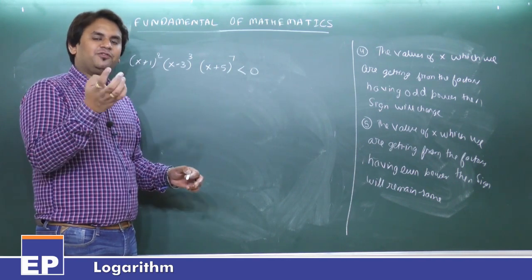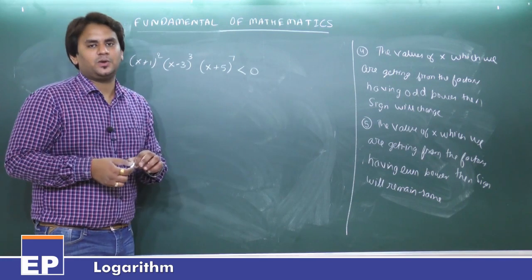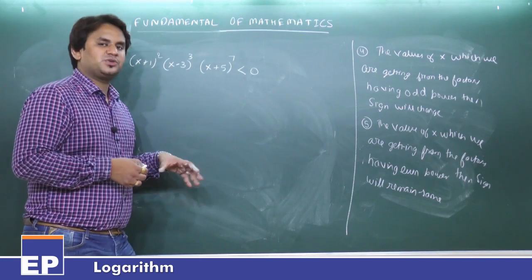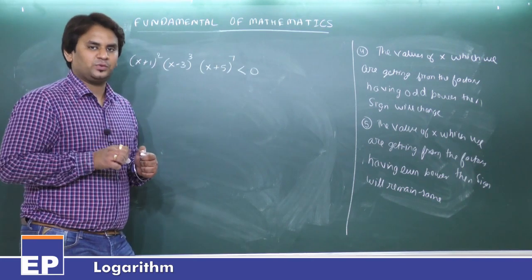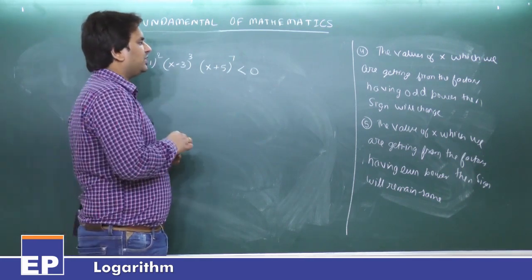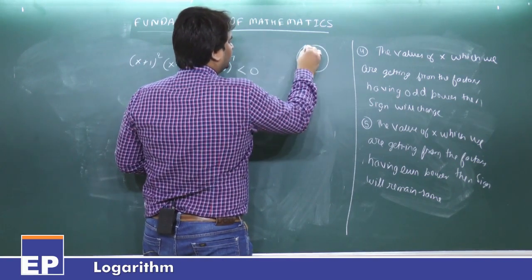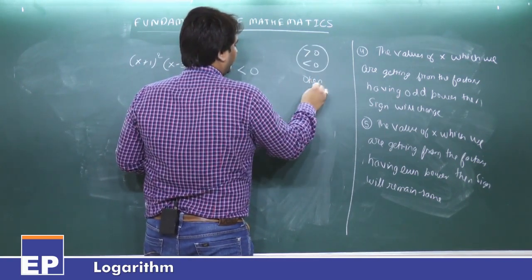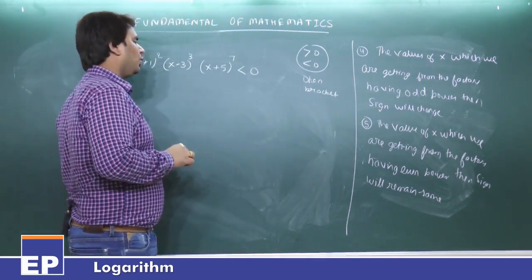I have told you earlier about 4 symbols: greater than 0, less than 0, greater than equal to 0 and less than equal to 0. But in initial questions I am using greater than 0 and less than 0, which means you have to use open brackets only. For these two symbols, which brackets do you have to use? Open brackets. Remember this thing.